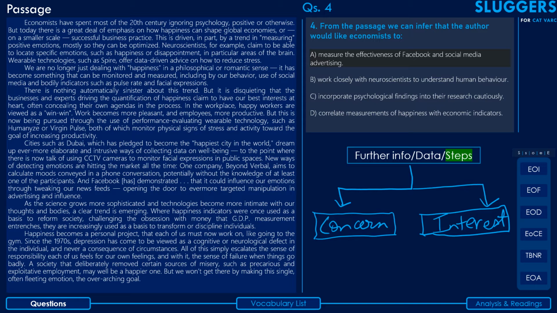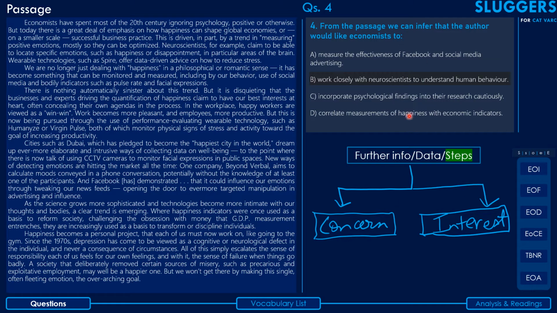So what we'll do here is we'll assess each and every option in the backdrop of these two factors. The correct option should match at least one of these two, and the incorrect will not match any of these. Okay, so let's start with the first option. The first option says that we can infer that the author would like economists to measure the effectiveness of Facebook and social media advertising. Now, guys, the effectiveness of Facebook and social media is neither something that the author is concerned about, nor something that he is interested in.